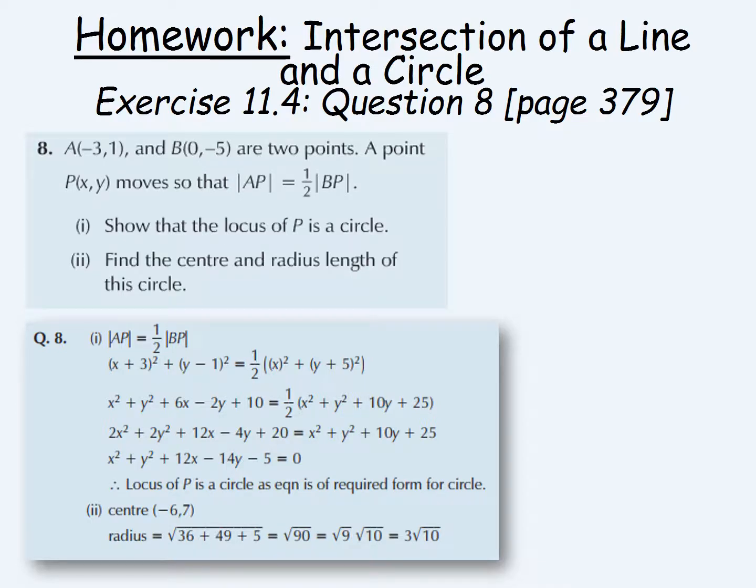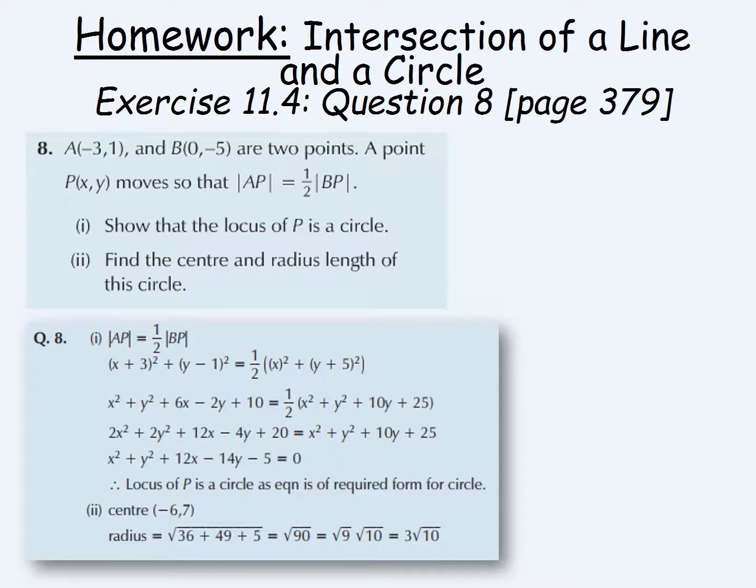So the next question I'm going to look at is 11.4 question 8. So again, it's looking something similar to the previous question. A and B are 2 points and there's a point P. So it is such that the distance from A to P is equal to half the distance from B to P. So show that the locus of P is a circle.